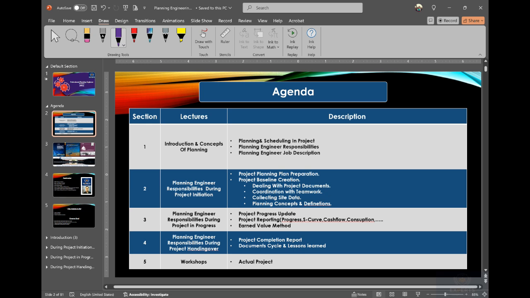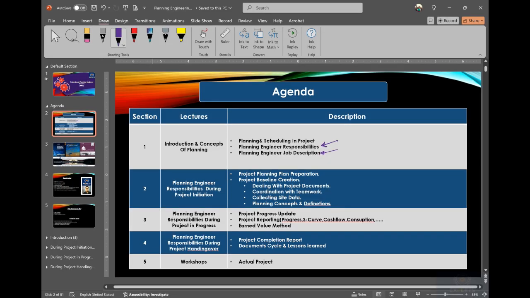What is planning and scheduling in the project? What is the responsibility of the planning engineer in the project itself? What is the job description of the planning engineer? We'll also understand the difference between the planning engineer, the project engineer, and the cost control engineer. Also, we'll understand the different responsibilities of the planning engineer, and the benefits of planning and scheduling in the project.